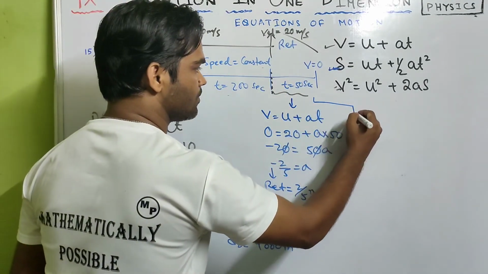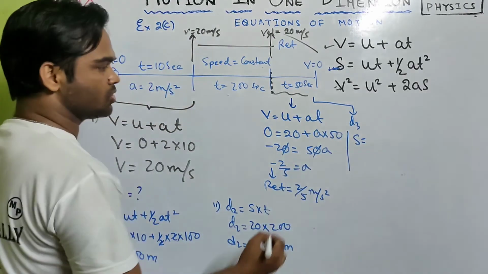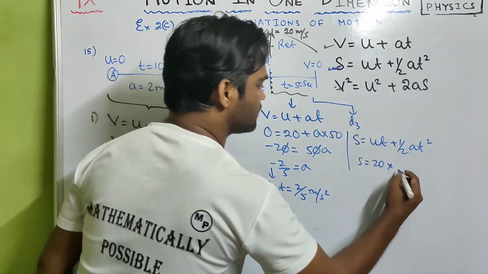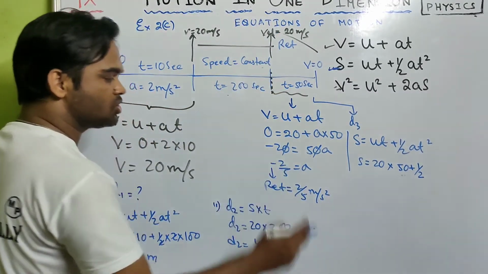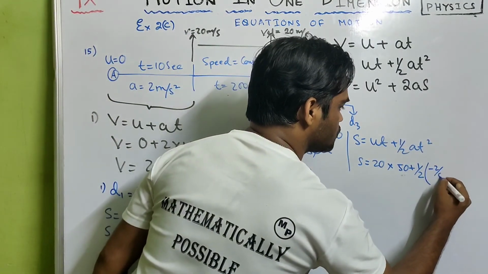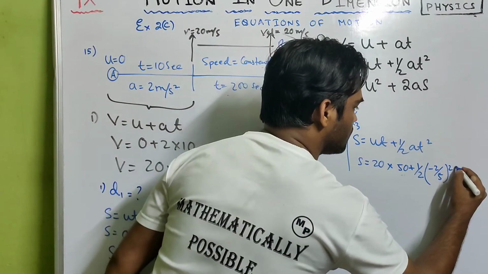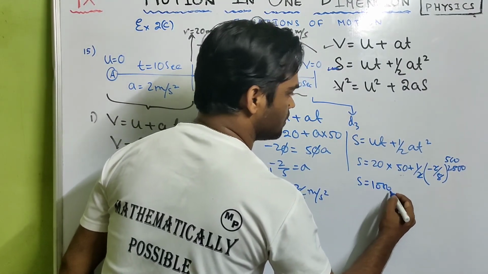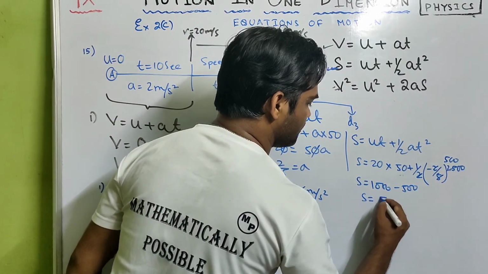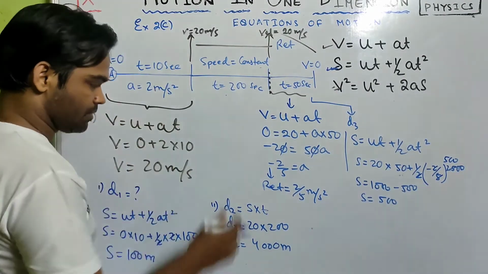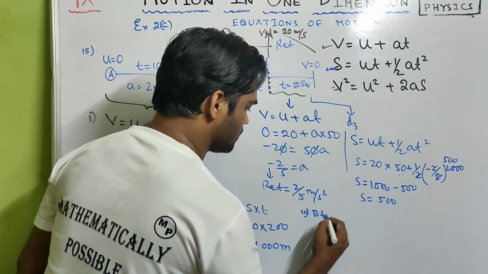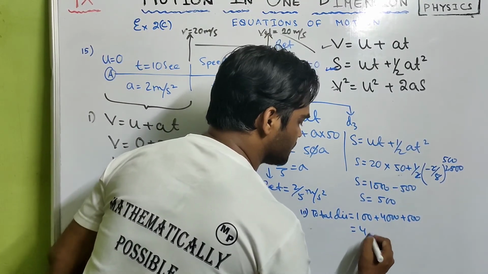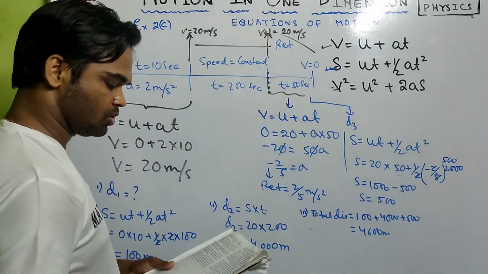d3, in this last case, again I'm using s equals ut plus half at square. Just be careful. s equals, u is 20, t is 50 plus half. a will be minus 2 by 5. Why negative sign? Because of retardation. Minus 2 by 5, t square, which means 50 square will be 2500. Just solve it. So this is 1000, this becomes minus 500 after solving, which means s is 500. Which means total distance traveled will be 100 plus 4000 plus 500, that is 4600 meter. That is the total distance traveled.